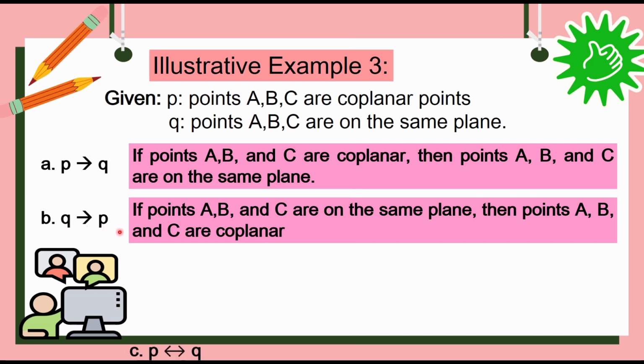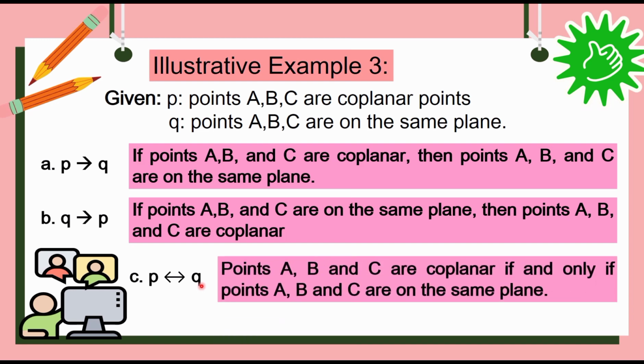Okay. And then for letter C, we have P if and only if Q. So that stands for our biconditional statement. So it should be written as, points A, B, and C are coplanar if and only if points A, B, and C are on the same plane. So that is our biconditional statement. So we use the words if and only if to connect our biconditional statement.